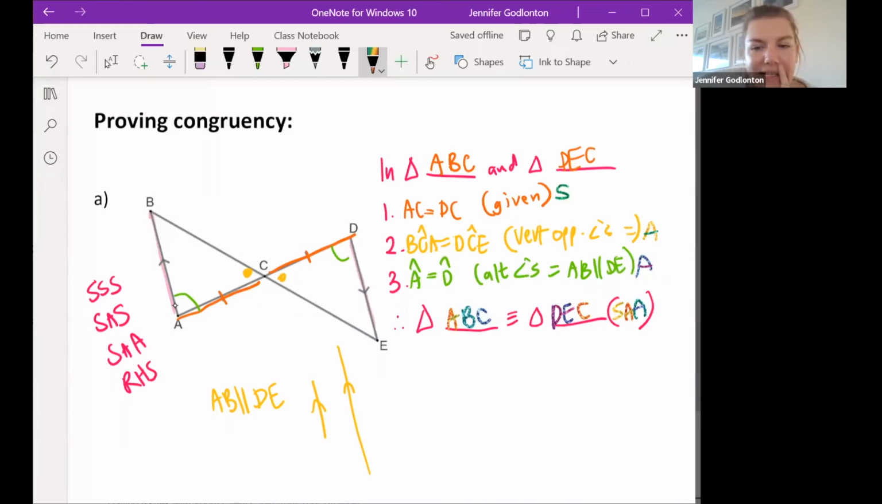You said SSA. It can't be SSA because they haven't given us another side. They've given us an angle, they've given us another angle, and they've given us one side. C1, Braden, that's fine. If in your picture you wrote a 1 and a 2, then that's fine.